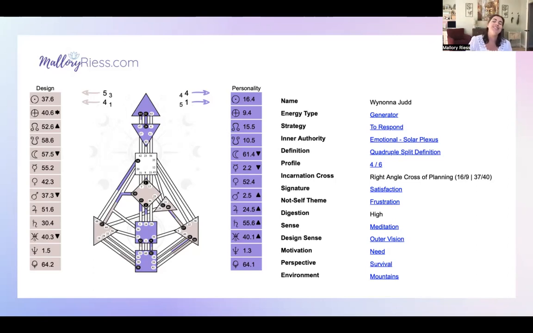Looking at your design side can sometimes give a lot of insight into why you do the things the way you do them. And you're like, why do I keep doing that? Sometimes the design can give some really big key indicators as to why. Okay, and then we take that personality column and that design column and we map it onto the body graph.